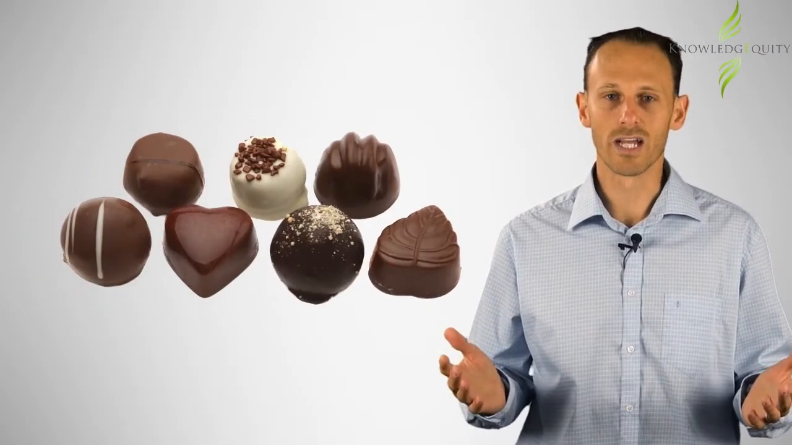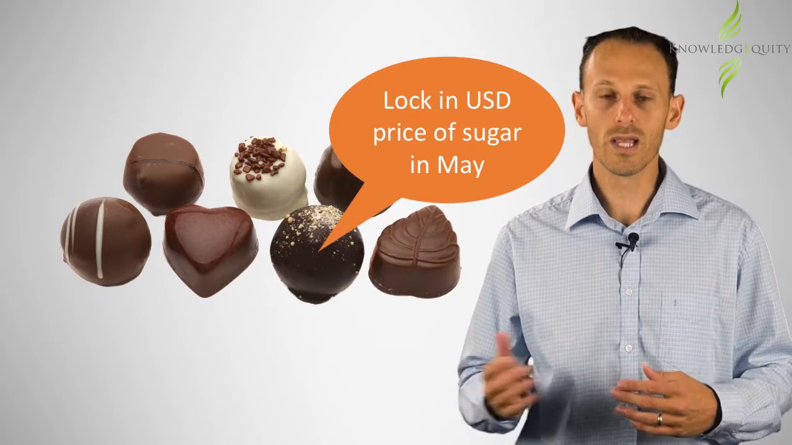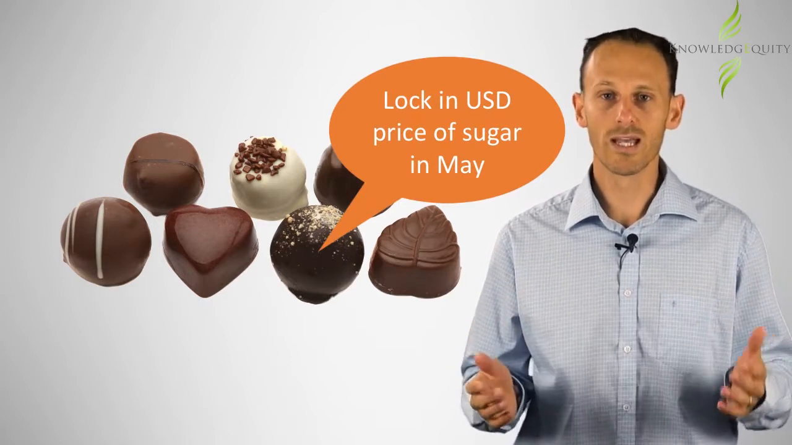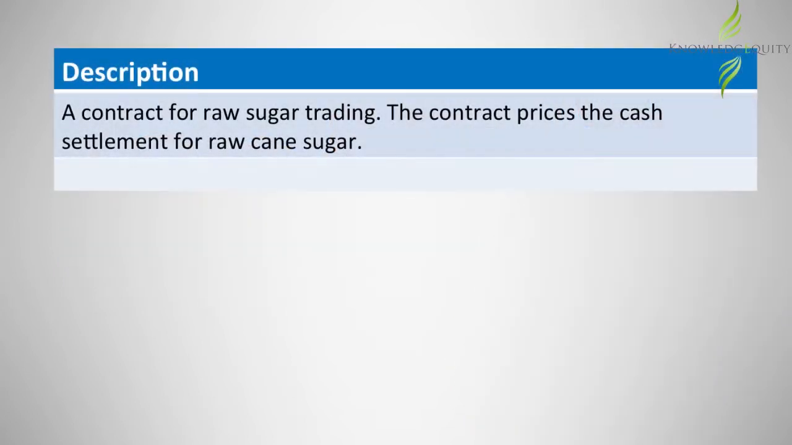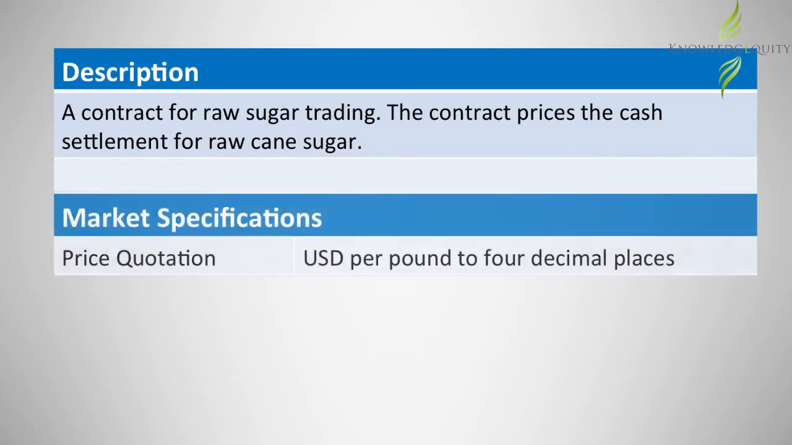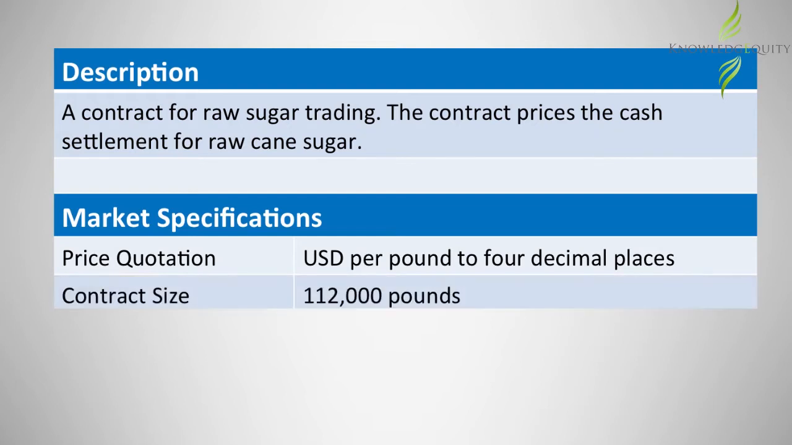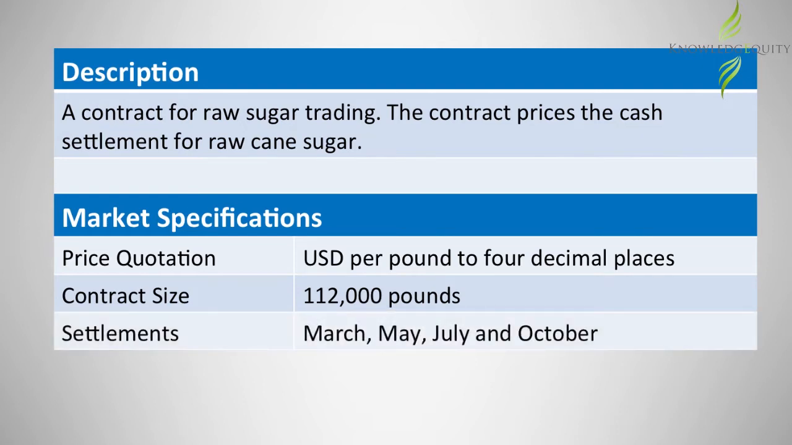Consider a chocolate manufacturer that wants to lock in a US dollar price to purchase sugar in May. It could buy a sugar futures contract, which is quoted in US dollars per pound, has a contract unit of 112,000 pounds of sugar, and which has settlements taking place every March, May, July, and October.